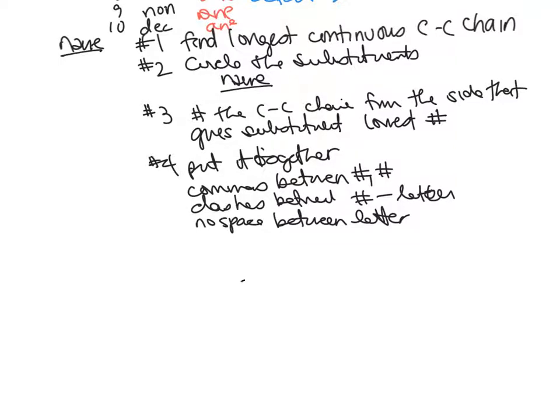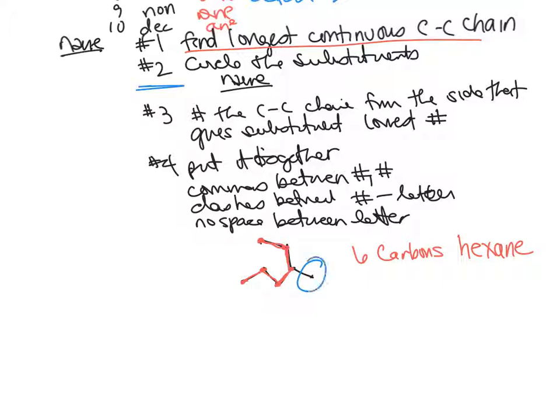Okay, so here we go. This is a skeletal formula. First, we want to find the longest continuous chain. So 1, 2, 3, 4, 5, 6. That's our longest continuous chain. I will put it in red. There's 6 carbons. So 6 carbons is what? Hexane. The second thing we want to do is circle the substituents.